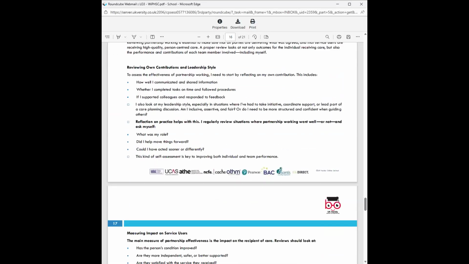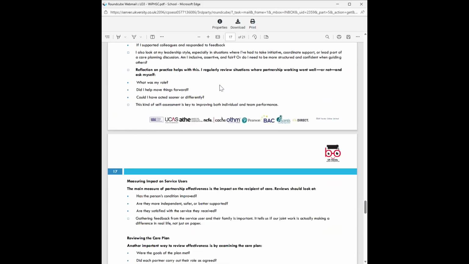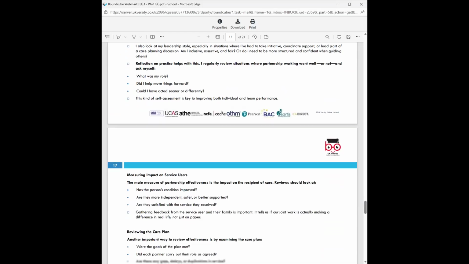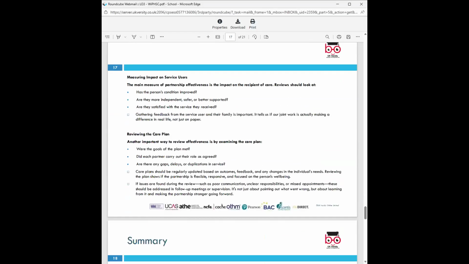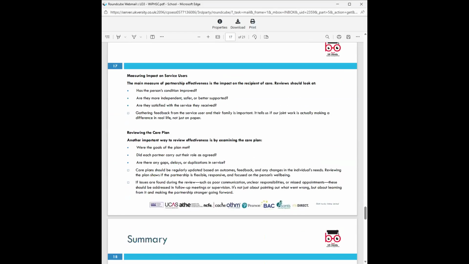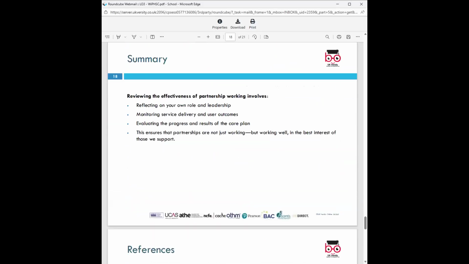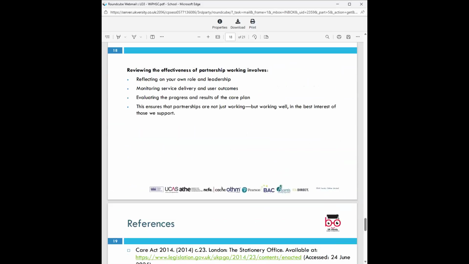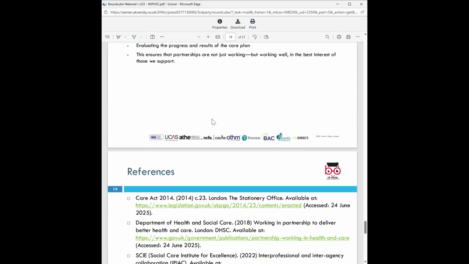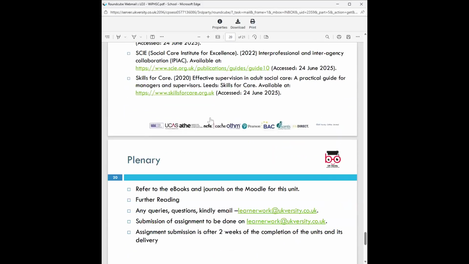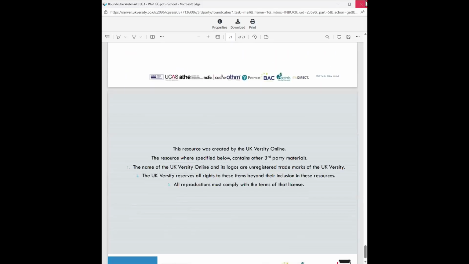So reviewing your own contribution and your leadership style, reflecting on your own practice, regularly reflecting: what is my role, what am I expected to do, measuring the impact on service users, and reviewing the care plan. So we've looked at reviewing the effectiveness of partnership and your own role and leadership, monitoring service delivery, evaluating the progress, and also care plans.